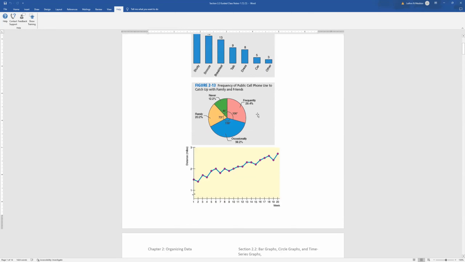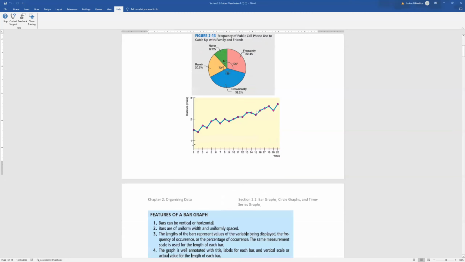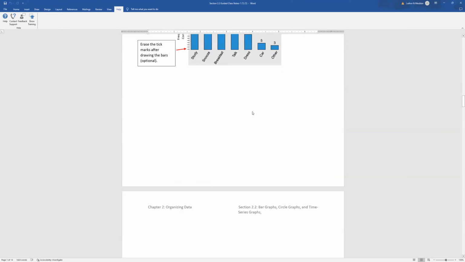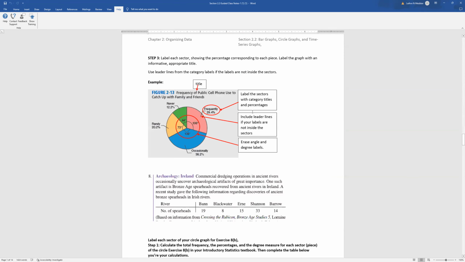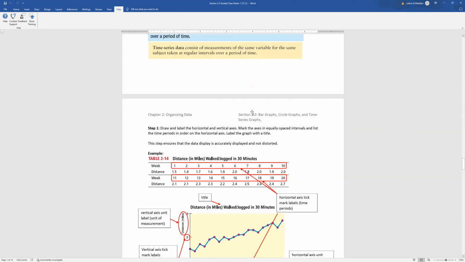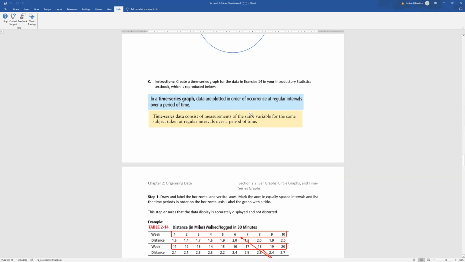We did the Pareto charts and the pie graphs in class together. And then if we look at the definition of a time series graph and how to create one: a time series graph is where the data are plotted in order of occurrence at regular intervals over a period of time. What we're talking about there is that we are going to be using measurements of the same variable for the same subject taken at regular intervals over a period of time.